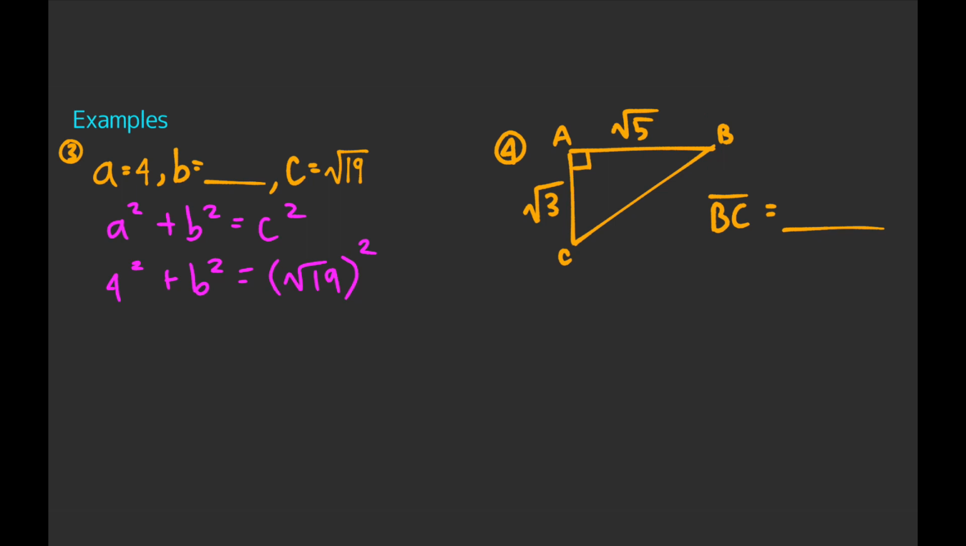So now I'm going to simplify. 4 squared equals 16 plus b squared equals the square root of 19 squared. The square root and the square will cancel out, so we just get 19. Then, since I want to isolate the b squared, I'm going to subtract 16 on both sides, get b squared equals 3. And then I want to isolate the b, so I am going to square root on both sides. And that gets us b equals the square root of 3. And since the square root of 3 does not simplify down any further, that is our answer.